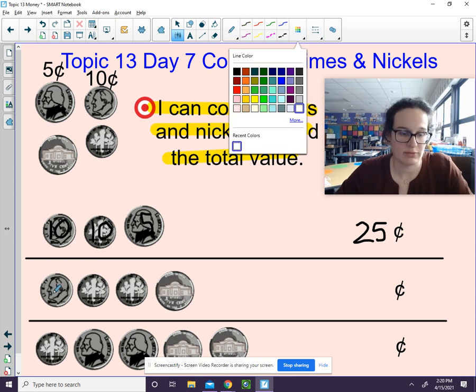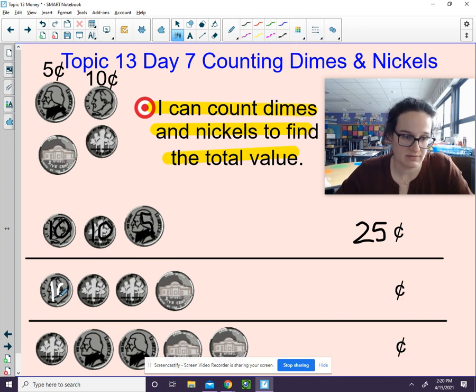Let's try another one. This is a dime, so that's 10, 10, and this is 5, because that's a nickel. So it would be 10, 20, 30, and then 5 more. So 30 plus 5 would be 35. So 35 cents.